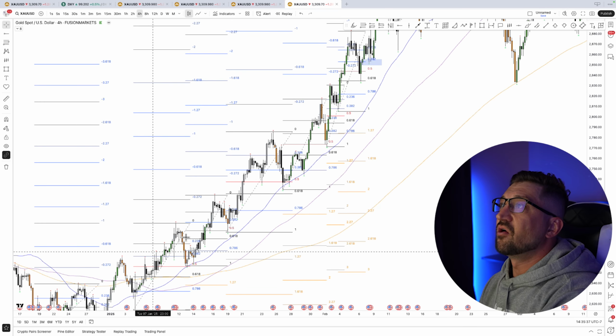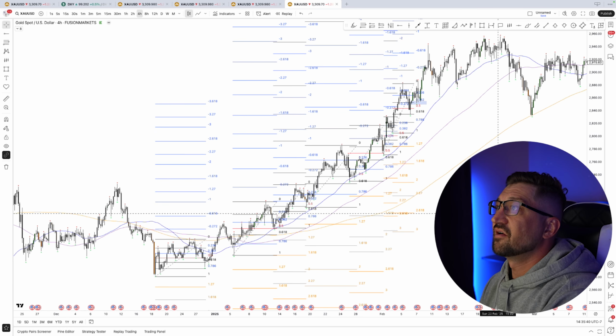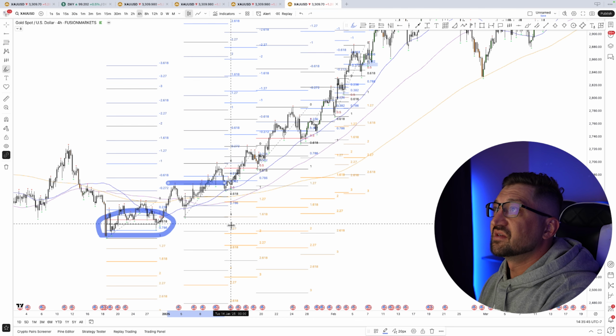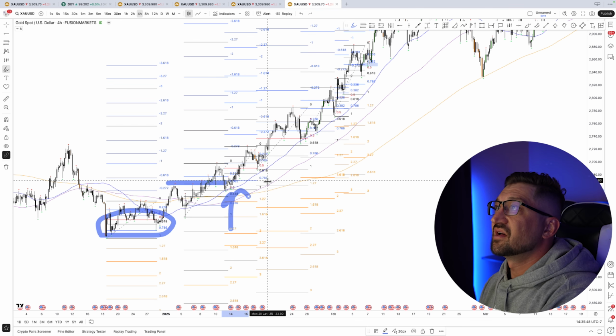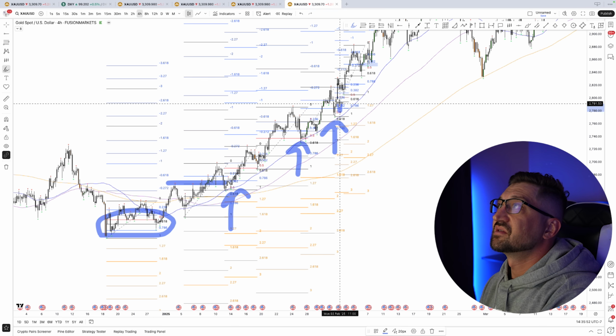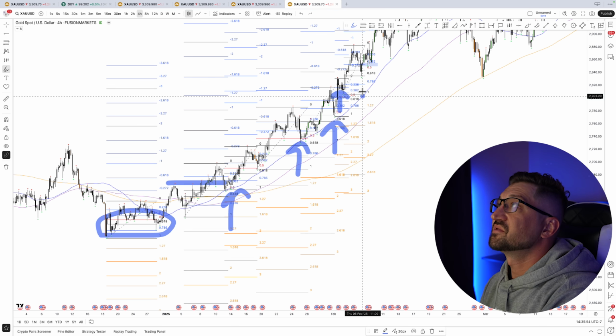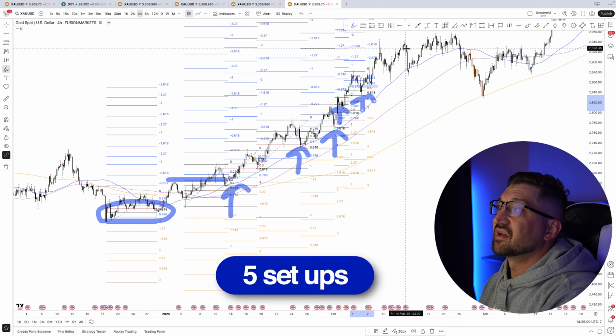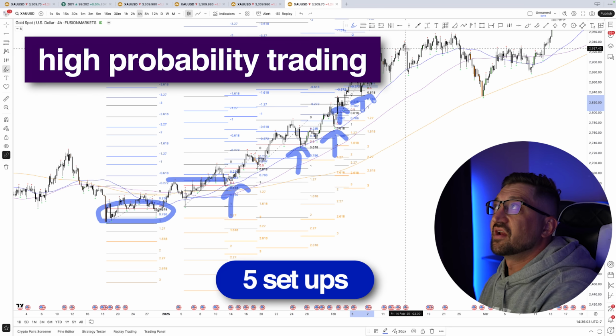Do you notice how many setups you got here? Low probability you wouldn't touch. Rhythm establishes here, so you have 1 setup, you have 2 setups, 3 setups. This is an easy catch. 4 setups, 5 setups. There are 5 setups on this leg. This is what I call high probability trading.